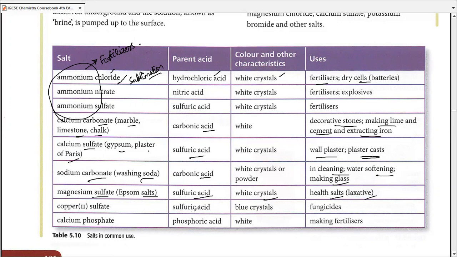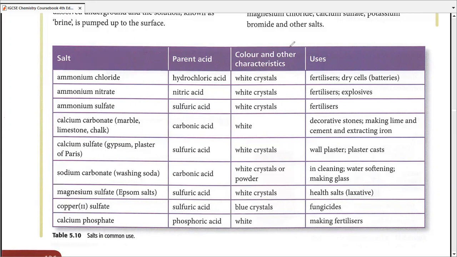Copper 2 sulfate, which comes from sulfuric acid, has blue crystals. Remember, copper is the only transition element in the whole list. Hence, as soon as we touch the transition elements, there you go, you have colored salts. That's why the entire list is white except this one. It's used as a fungicide and something that is used to remove fungus. Calcium phosphate is the last one, comes from phosphoric acid and is used to make fertilizers.